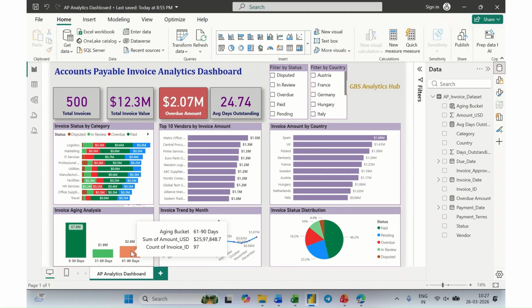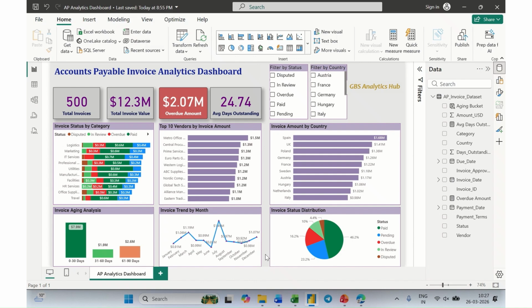The invoice trend by month chart shows how invoice volume and value moved throughout 2024. What immediately stands out is the spike in July, reaching $1.9 million, significantly above the monthly average of approximately $1 million. In a real business environment, this kind of spike would trigger immediate questions. Is this a seasonal pattern, a large one-off procurement event, a system processing backlog?